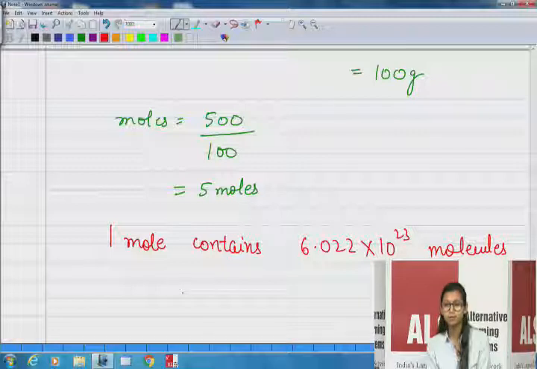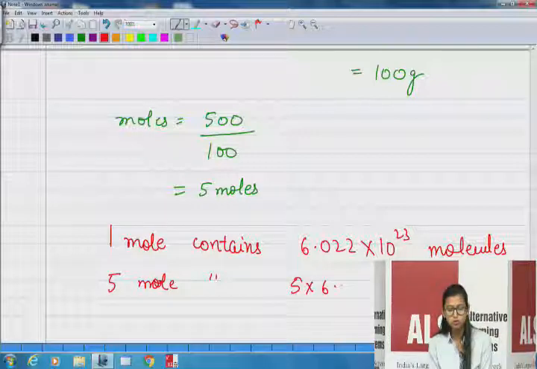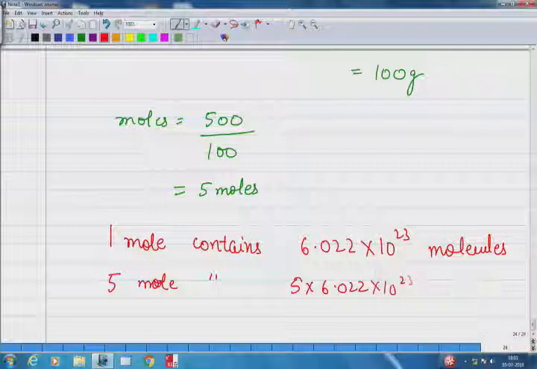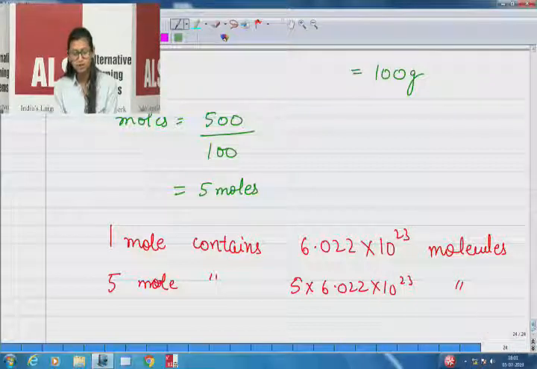Yes, very good, Kohima Center, this is the answer. So 5 moles contain how much? It will be 5 into 6.02 into 10 to the power 23 molecules. So what is the answer? 30. Okay, you people have done the calculation, right?